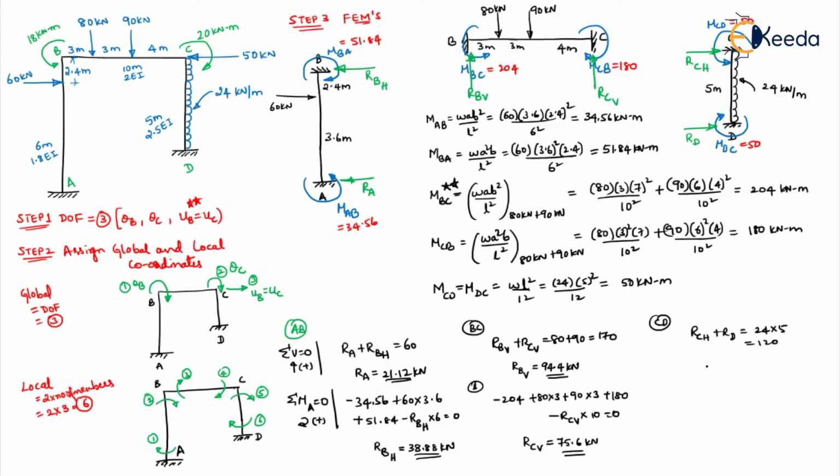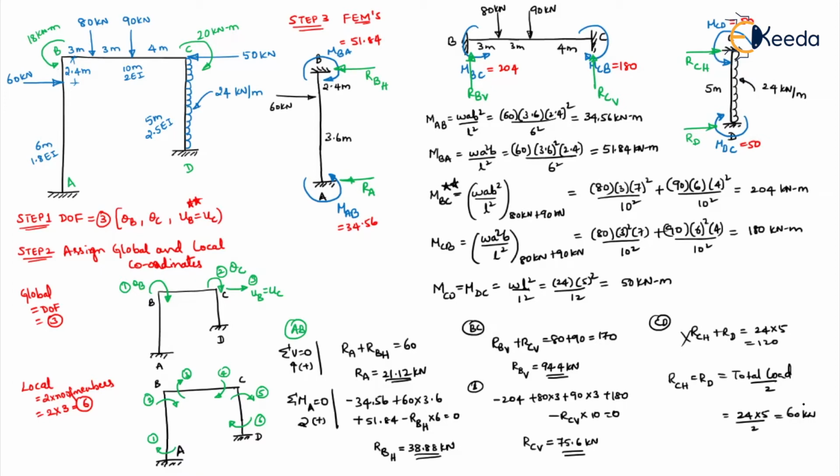Right. Or what we can simply do is not required actually. So this is symmetric loading. So what will happen? Your RCH will be equal to RD. This will be equal to total load by 2. It's a simpler way. It's better you do it like this. So this will be equal to how much?